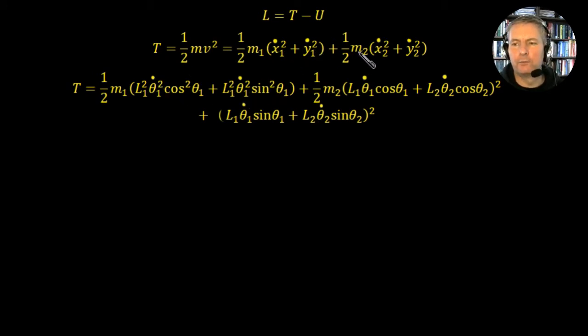Now the second term is a bit more involved. We've got our half m2, and we've got x2 dot squared plus y2 dot squared. But x2 dot is going to be given by this value L1 theta 1 dot cos theta 1 plus L2 theta 2 dot cos theta 2, and this is all squared. And the second term here, y2 dot squared, is going to be L1 theta 1 dot sine theta 1 plus L2 theta 2 dot sine theta 2, all squared. So now we have to multiply out these squares, so we'll do that next.